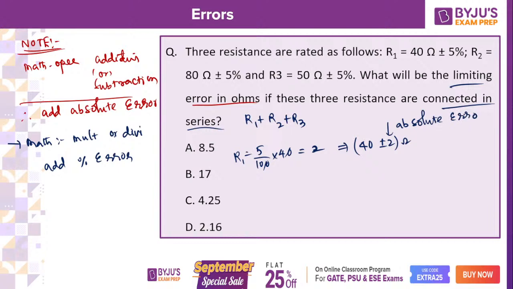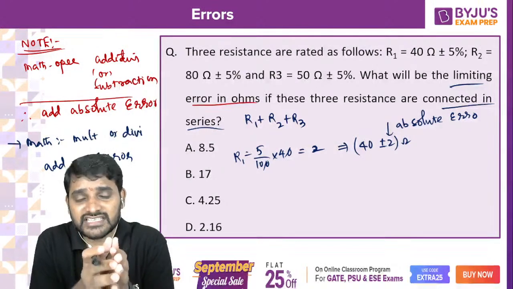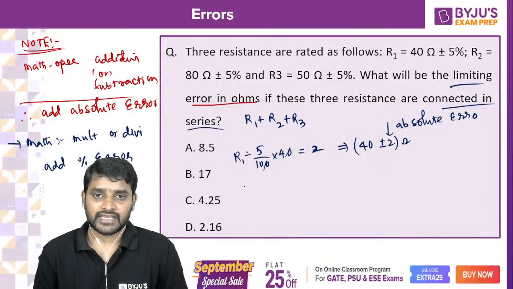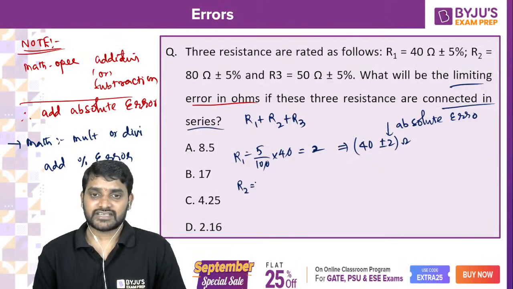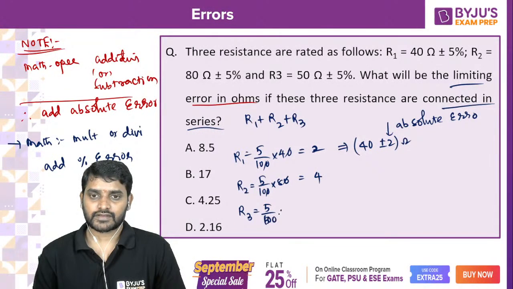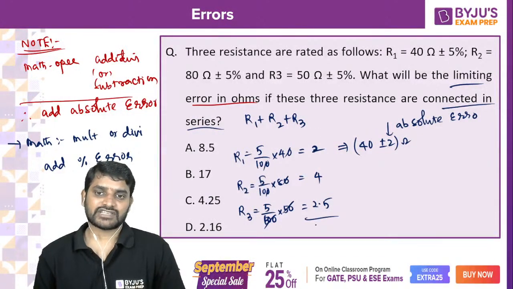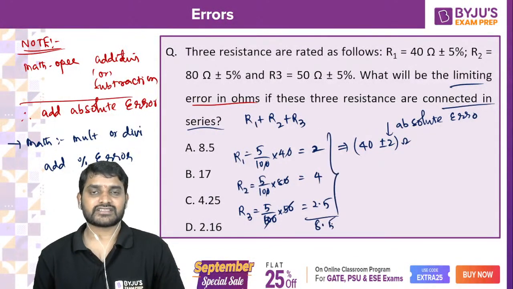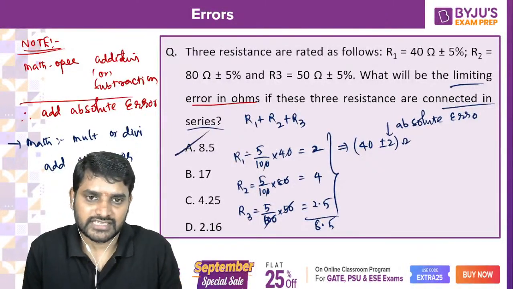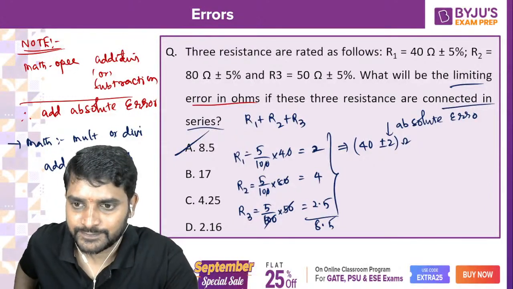That means whenever you design a 40 ohm resistance, there will be a deviation of 2 ohms, maybe from 38 to 42, it will be any one value. Similarly, R2, 5% of 80. So 5% of 80, I am going to get it as 40 divided by 10, 4. Now R3, 5% of 50, so it will be 2.5. So 6.5 and plus 2. So simply add these absolute errors. So you are going to get 8.5. So the answer is 8.5. A is the answer. Very good, Yashasri.